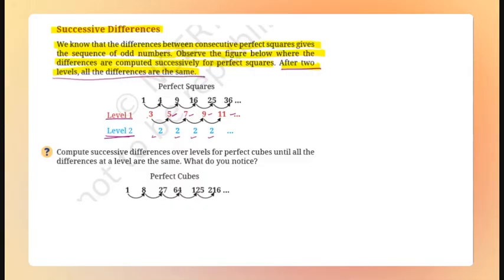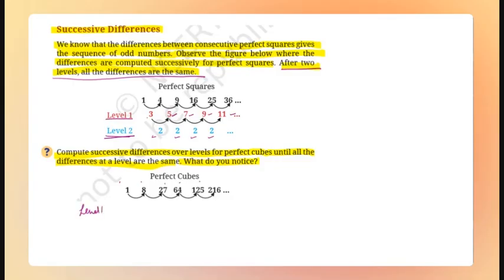Now we have to compute the successive differences over the levels for perfect cubes until all the differences at a level are the same. What do you notice? So now here we have written the perfect cubes. Perfect cube numbers लिखे हुए consecutive 1, 8, 27, 64, 125, 216. अब सिमिलरली जैसे हमने ऊपर परफेक्ट स्क्वायर्स के लिए किया तो हम यहाँ पे भी डिफरेंसेस निकालना शुरू करेंगे और हमें ये चेक करना है that at which level are we going to receive the same differences. So let us begin with level 1.